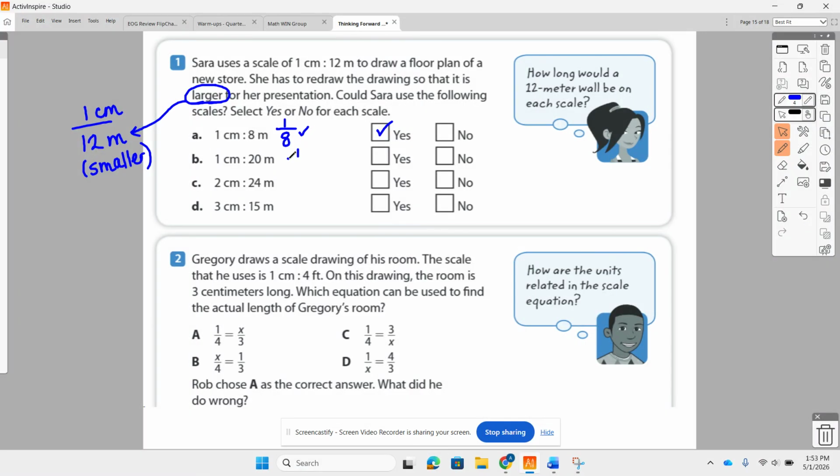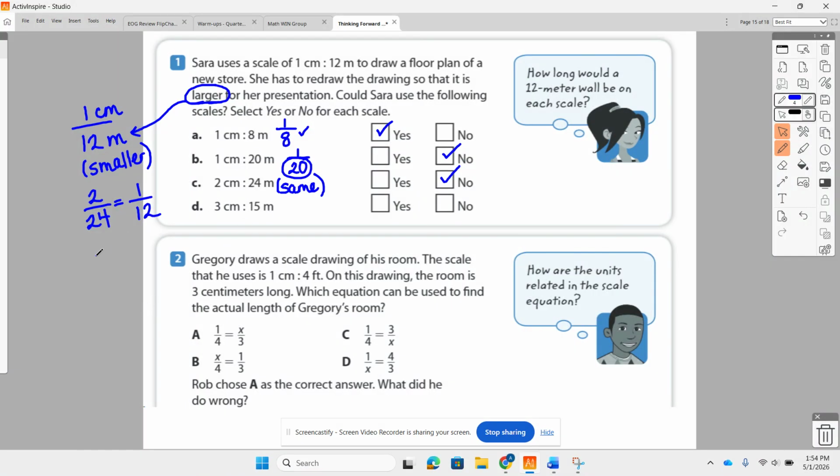1 to 20 though, 1 to 20 is going to be an even smaller fraction. So that means that the drawing is going to appear even more zoomed out. So that one's going to be a no. 2 to 12. This one's kind of interesting because if we simplify 2 over 24, we're going to get the same. It's equivalent to 1 over 12. So this one would actually appear to be the same. So that one is also a no.